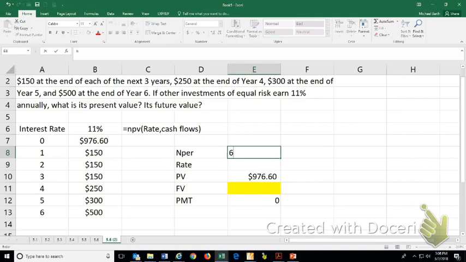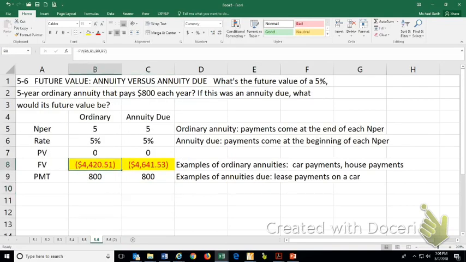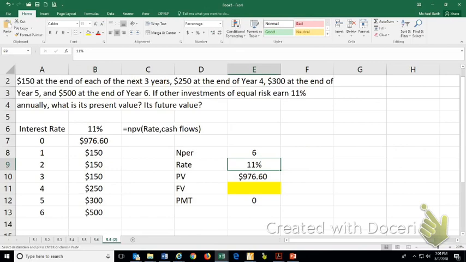Alright, so that's six years, and the interest rate is 11%, and I can actually go back here and find one of my future value calculations. Just cut and paste it in there. So the future value is $1,826.64. The present value, $976.60.